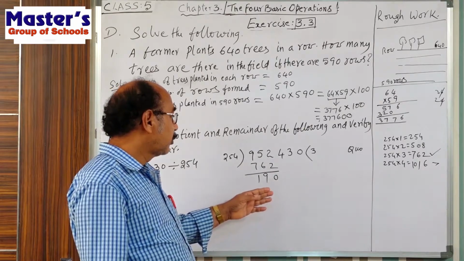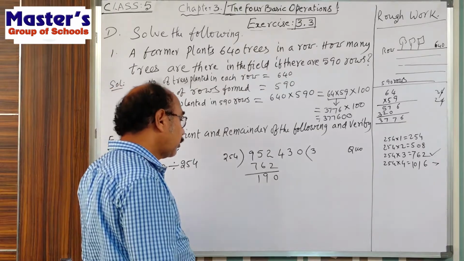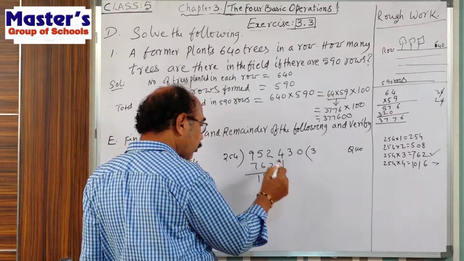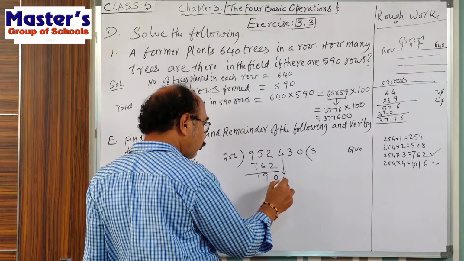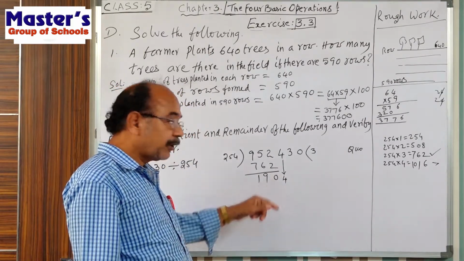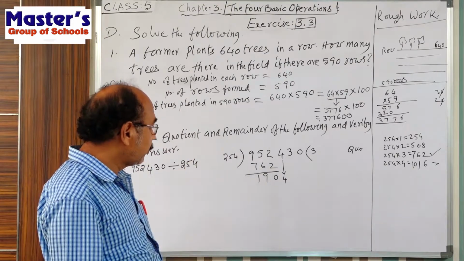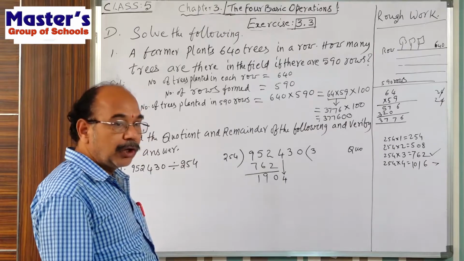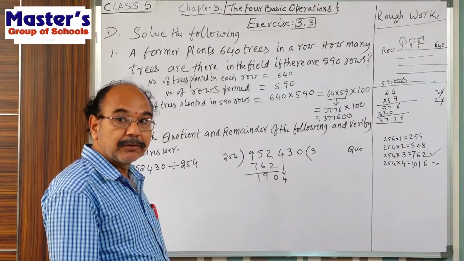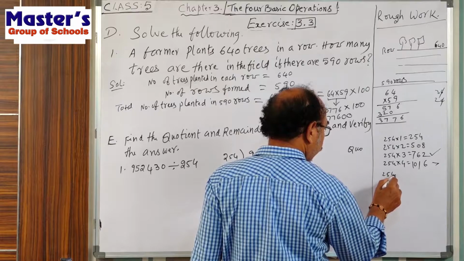Now from the division, bring down 4. Now 1904. In 1904, how many times? Extend that table. 254 into 5.